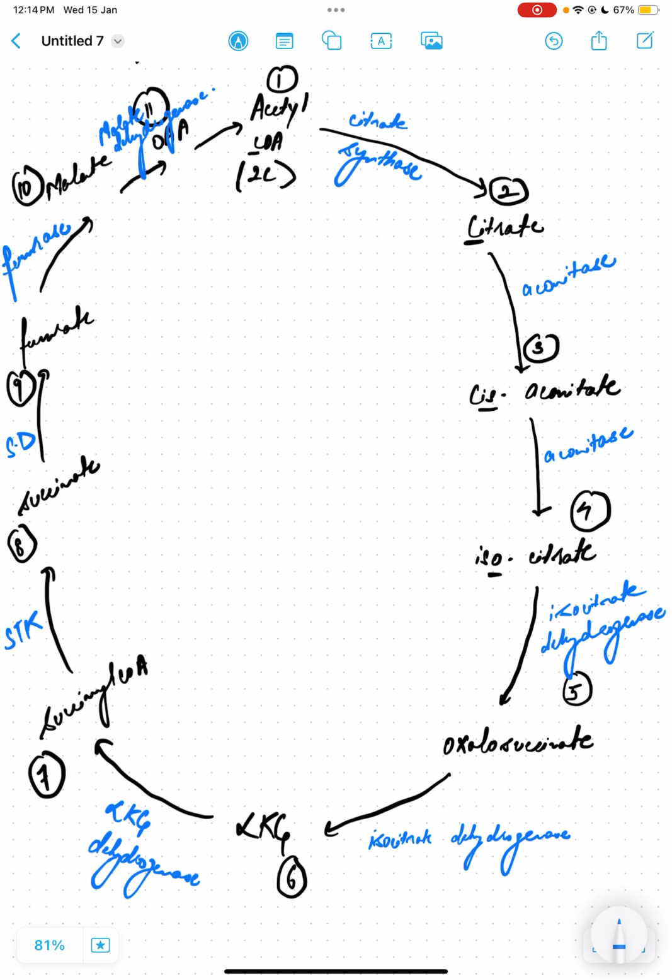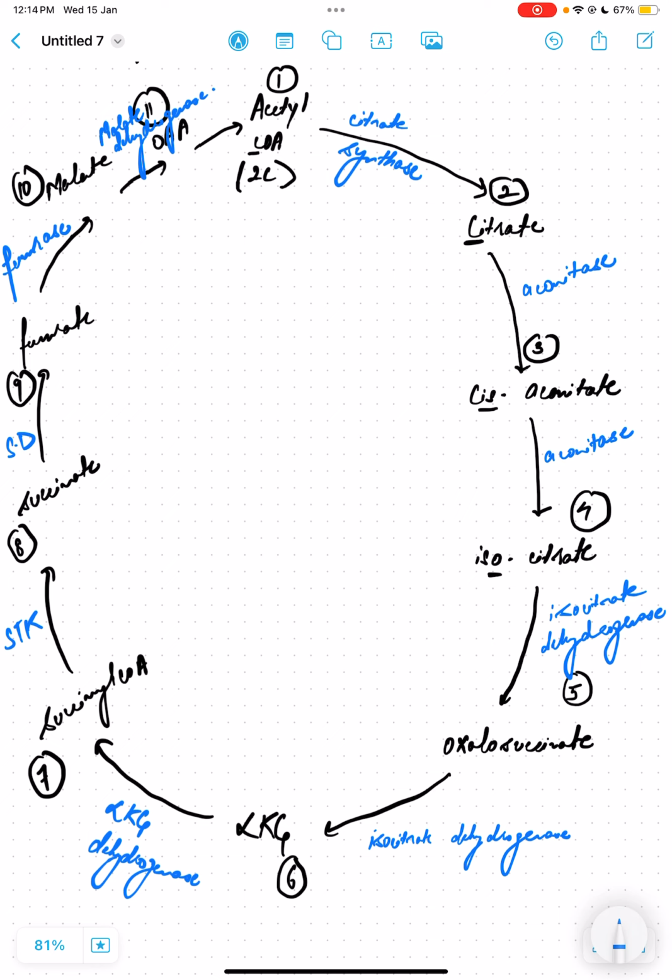Let's revise it again. First of all, acetyl CoA will convert into citrate with the help of the enzyme citrate synthase. Then citrate will convert into cis aconitate with the help of the enzyme aconitase. Then cis aconitate will convert into isocitrate with the help of aconitase. Then isocitrate will convert into oxalosuccinate with the help of isocitrate dehydrogenase. Oxalosuccinate will convert into alpha ketoglutarate with the help of isocitrate dehydrogenase. Alpha ketoglutarate will convert into succinyl CoA with the help of alpha ketoglutarate dehydrogenase.